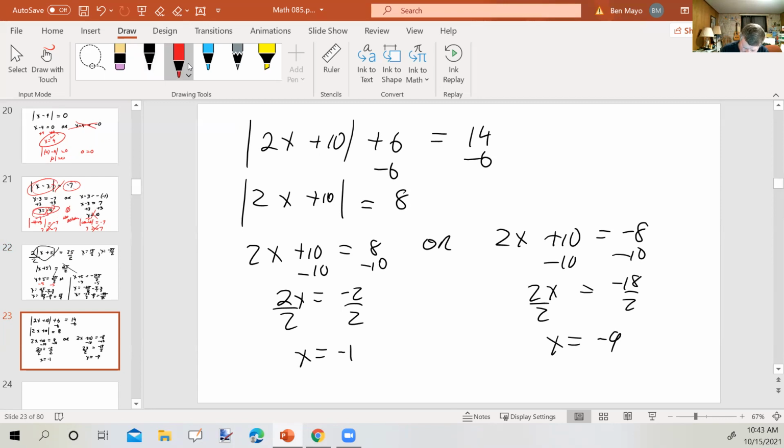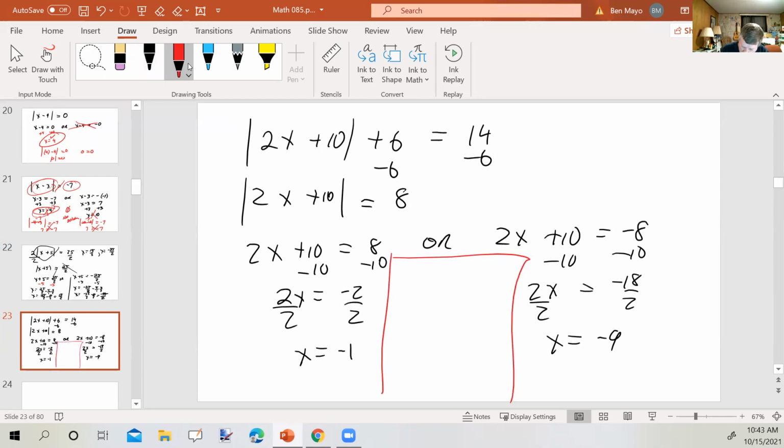Let's see, let's check the x equals negative 1. We'll put that right here. We'd get what? The absolute value of 2 times negative 1 plus 10, plus 6 equals 14. 2 times negative 1 is negative 2. Negative 2 plus 10 is 8. The absolute value of 8 is 8. So 8 plus 6 is 14. 14 equals 14. That one checks.